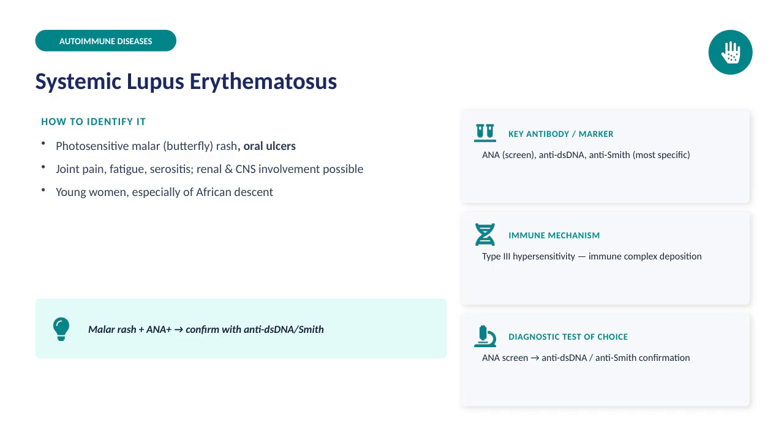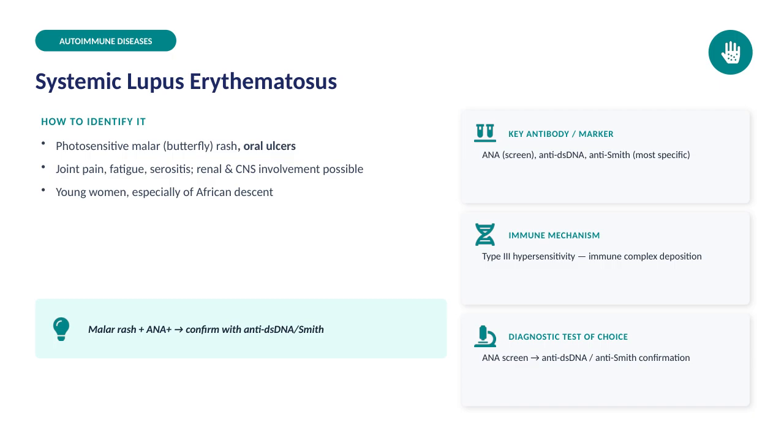Systemic lupus erythematosus typically presents with a photosensitive malar rash, often called a butterfly rash, along with oral ulcers, joint pain, and fatigue. It can also involve inflammation of serous membranes, like in the lungs or heart, and sometimes affect the kidneys or central nervous system. This disease is most common in young women, especially those of African descent.